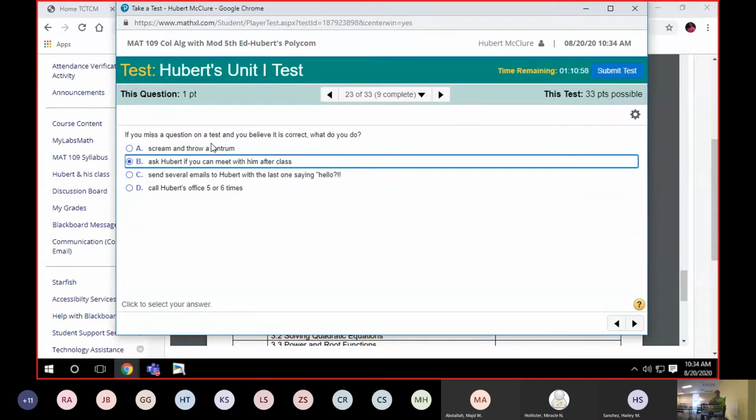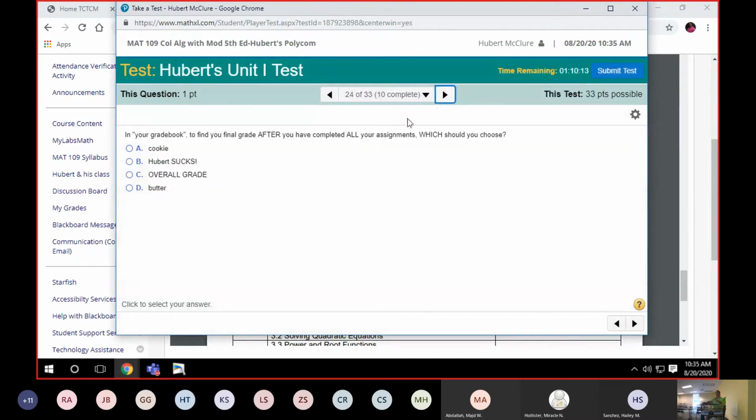If Zoe was to send me an email and say, Hubert, I did the unit 1 test, and I missed 5 questions, and I just don't think they're wrong. Well, I don't respond to stuff that I've already covered. If I've covered it the first and second day, I'm probably not going to respond to your email because I've already told you what you should do. Okay?